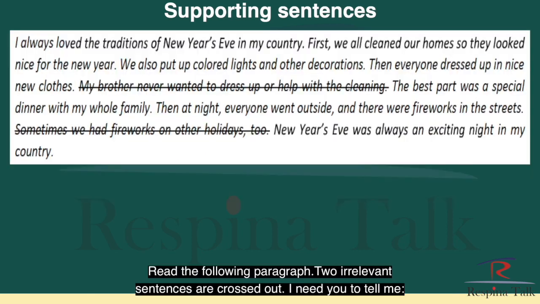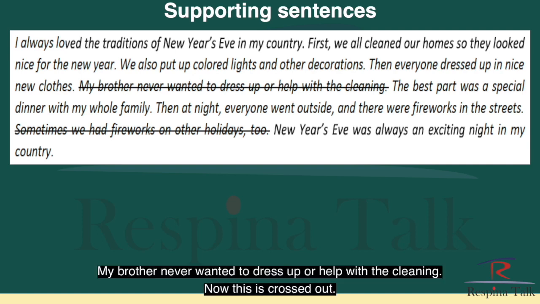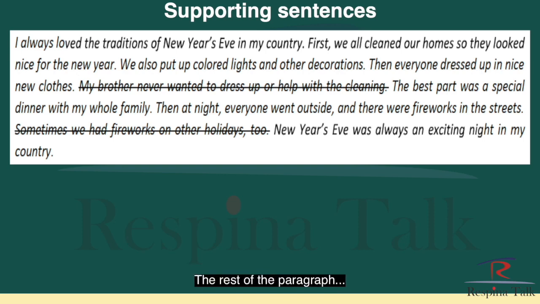Now, read the following paragraph, please. 2 irrelevant sentences are crossed out. I need you to tell me, why are they irrelevant? Let's read it together. I always loved the traditions of New Year's Eve in my country. First, we all cleaned our homes so they looked nice for the new year. We also put up colored lights and other decorations. Then, everyone dressed up in nice new clothes. My brother never wanted to dress up or help with the cleaning. Now, this is crossed out. Think why.